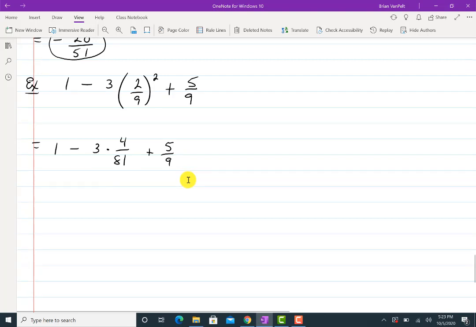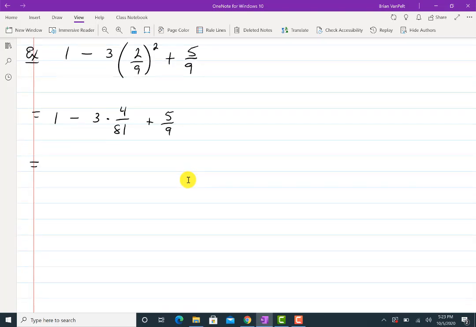Now I need to do that multiplication. That's not too bad if I think of it this way. Now I can do a little simplifying. 3 goes into 81 27 times. So I'll have a 4 over 27 there.